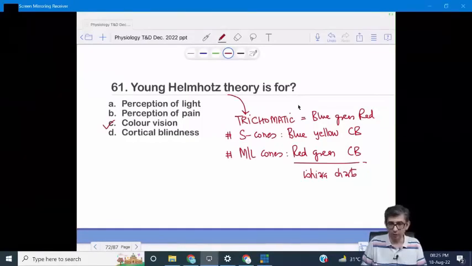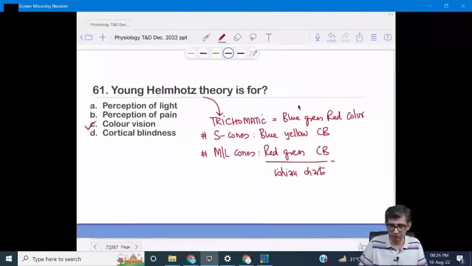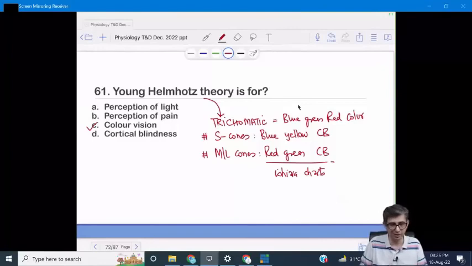Trichromatic means three colors are the ones which are analyzed by our eyes, and then the combination of these colors will produce various colors like purple, magenta, etc.